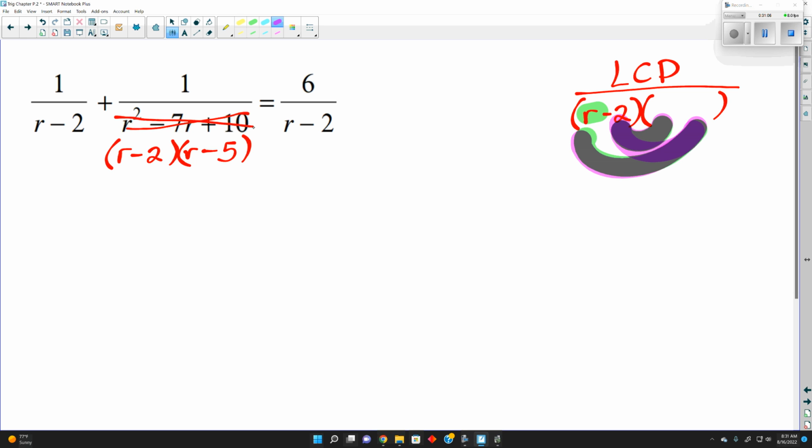We could check it if we want. I have a feeling when they had you check it, probably in Algebra 2 or 1, they want you to multiply the whole thing out. So if I checked it, it would be r times r, which is r squared. Then we do r times negative 5, which would be negative 5r. Negative 2 times r is negative 2r. And negative 2 times negative 5 is plus 10.